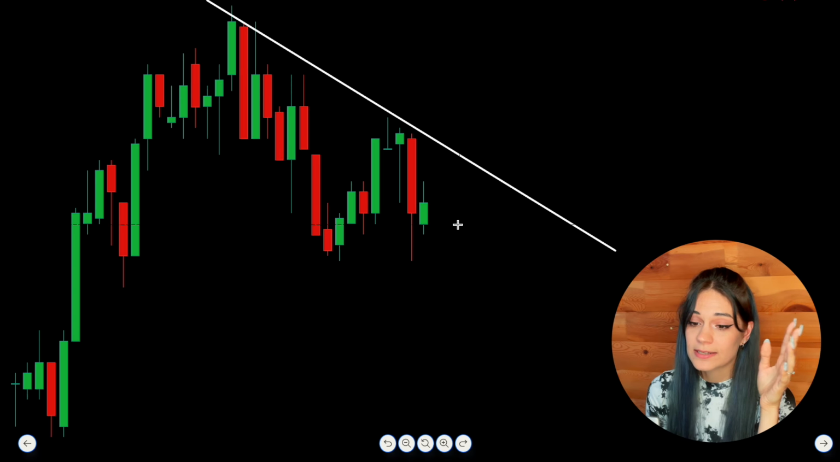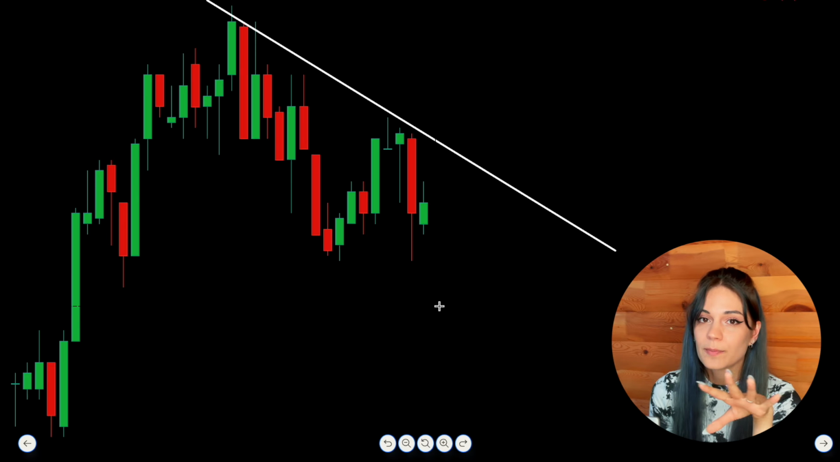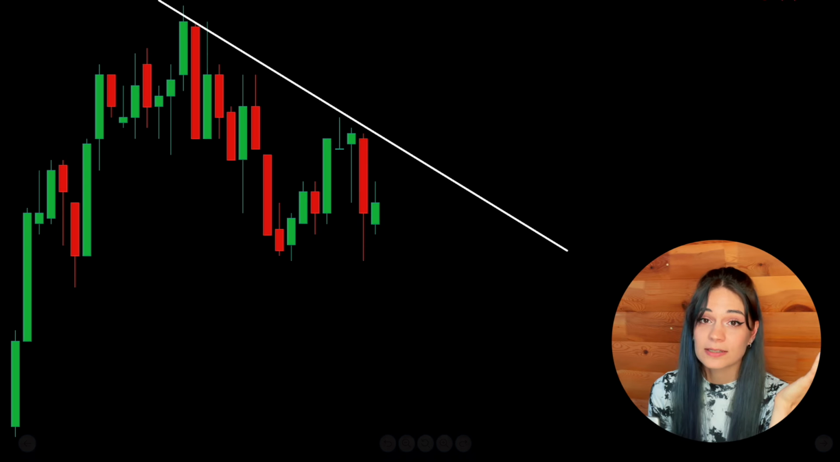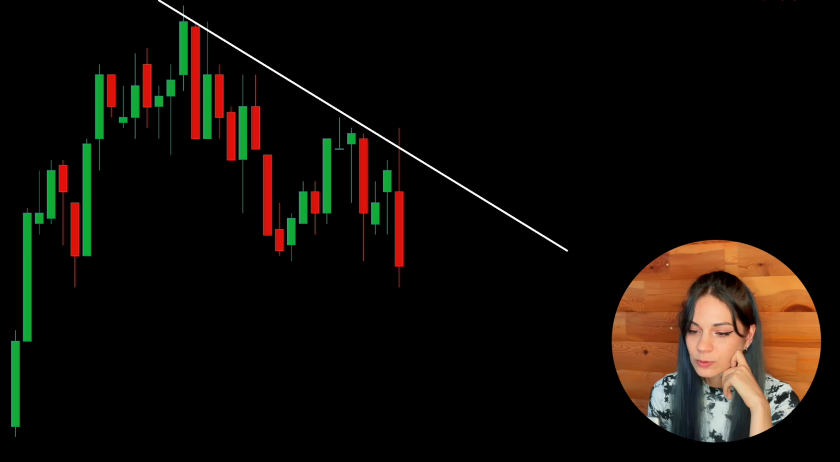It's either the price is still going to go down according to the trend, and it's going to be a downtrend, or this is going to be another pullback, after which the price is going to go up again. Now let's look at what's going to happen.